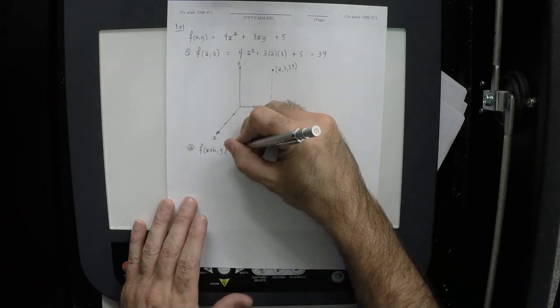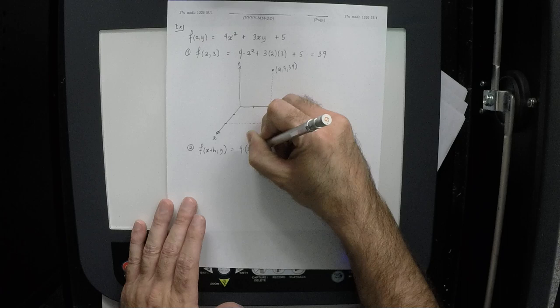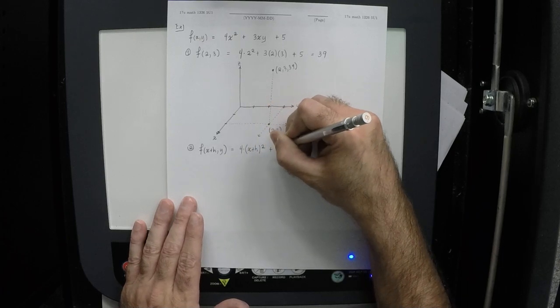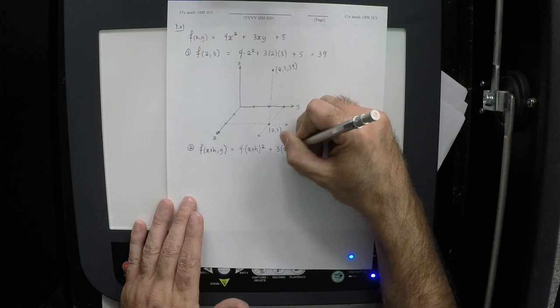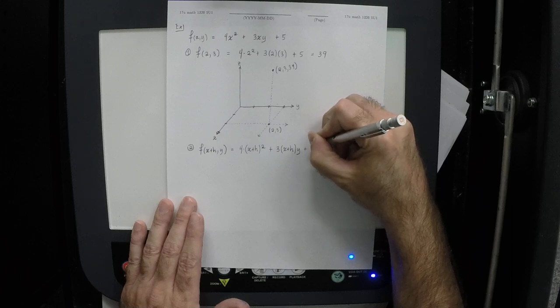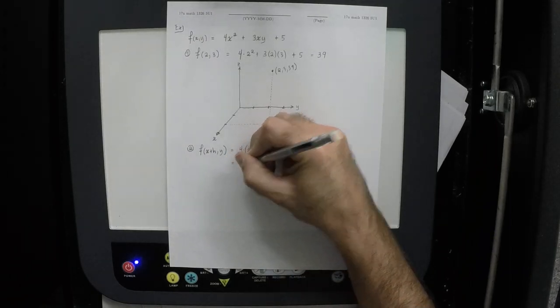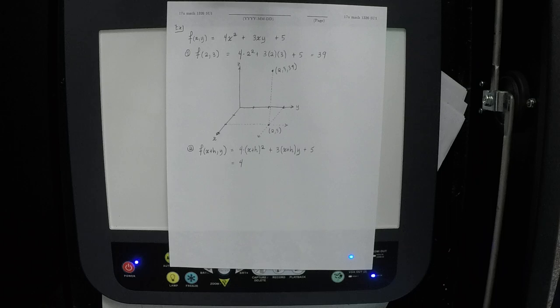Okay, well, in the interest of time, this would be 4 multiplied by x plus h squared, and then plus 3 multiplied by x plus h, y, and then plus 5. So I'm going to simplify it in a moment, but is there any question how this occurred? Okay, so then, what is x plus h all squared? X squared plus 2x plus h all squared. Very good.